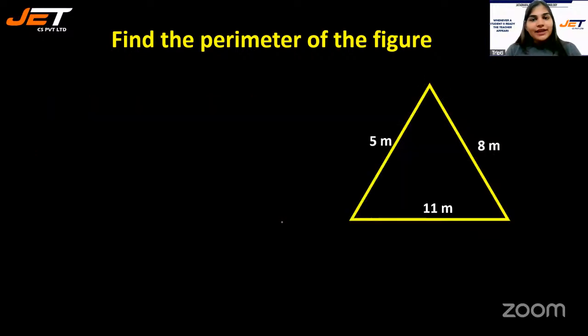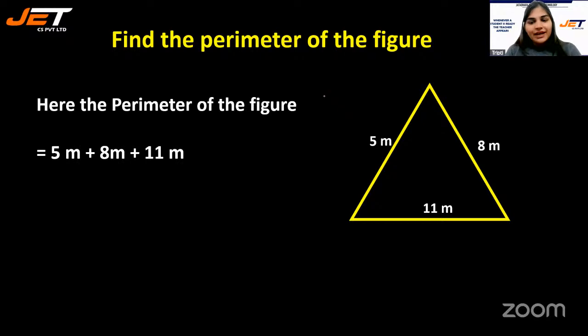Next one, find the perimeter of this triangle. Perimeter, once again, is the sum of all sides. You just have to add all the sides. So here, 5 meters plus 8 meters plus 11 meters, which is equal to 24 meters.